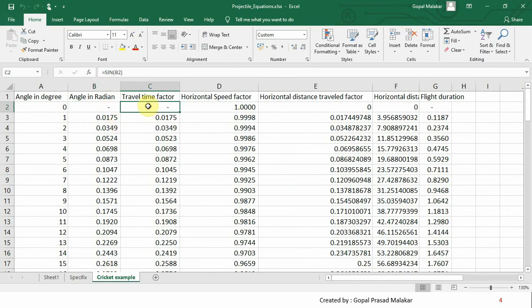And then here you have sin theta and cos theta. So sin theta factor is the travel time factor, and cos theta is the horizontal speed factor, and this is actually sin theta into cos theta.